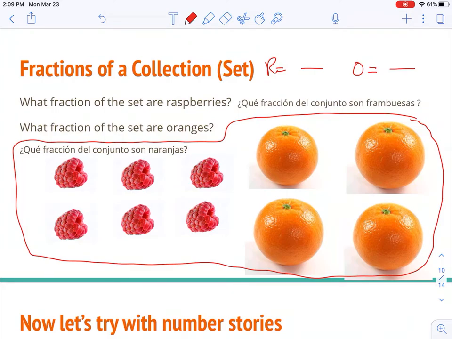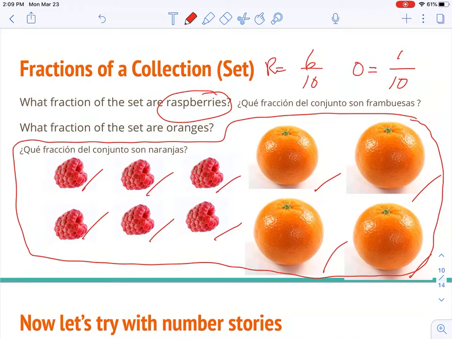If you said 10, then you are correct. Because to get the denominator, we need to know the total number of fruits. So we have 1, 2, 3, 4, 5, 6, 7, 8, 9, 10. 10 fruits altogether. Now for the numerator, the first question says, what fraction are raspberries? So we just need to count the raspberries, which would be 1, 2, 3, 4, 5, 6. So 6/10 are raspberries. And 1, 2, 3, 4. 4/10 are oranges. That's how you find fractions of a set.